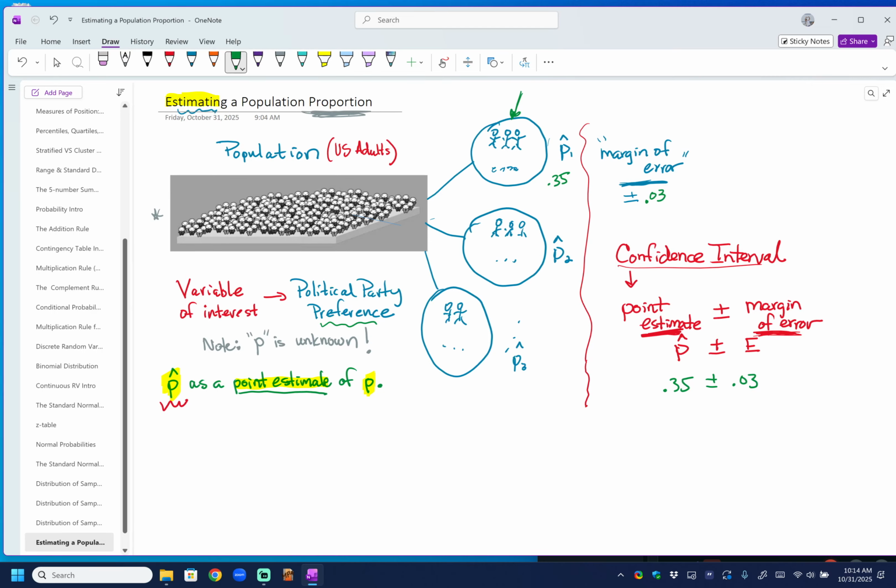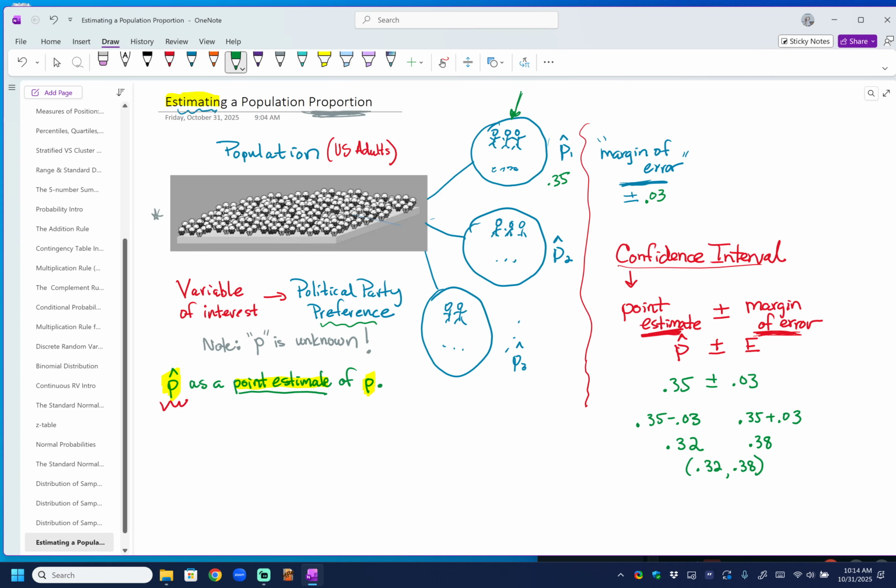Then what would that do? Well, that would give us 0.35 minus 0.03 on one end, and 0.35 plus 0.03 on the other, which would give us on the low end 0.32 as our proportion, and on the high end 0.38. So we normally, by the way, use interval notation to represent confidence intervals, just something like that.